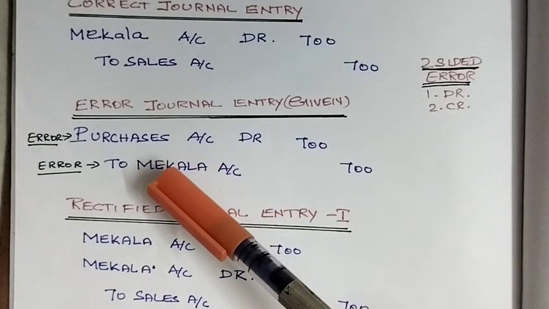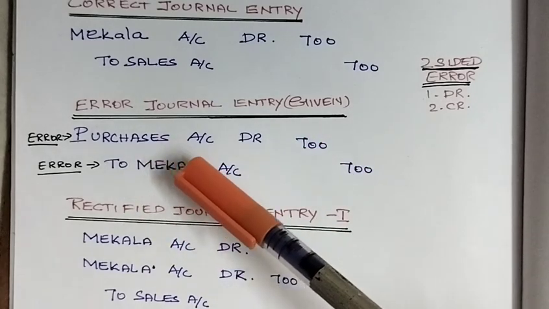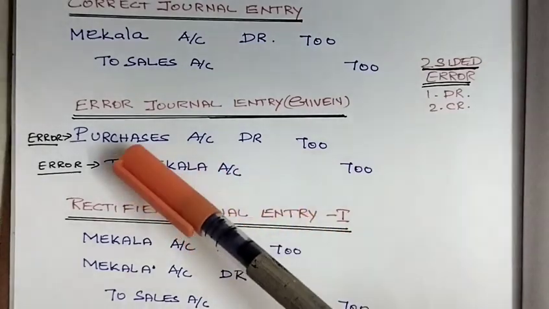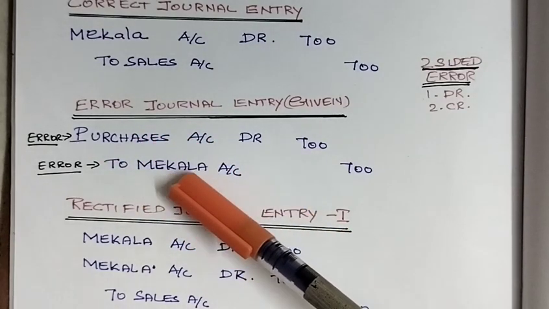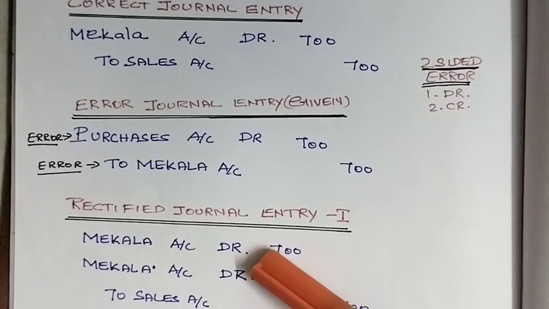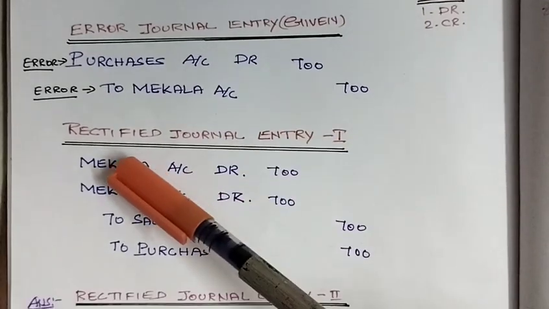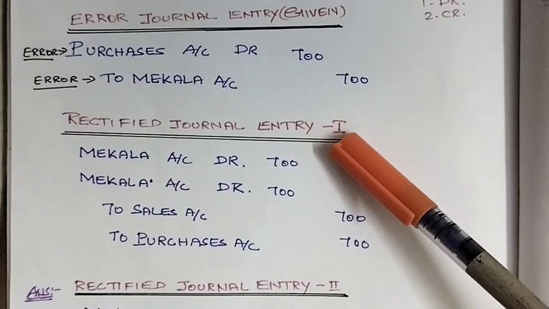Okay. So Purchases account debit 700 rupees to Meghala account 700 rupees. Where is the error? This is a two-sided error, a debit side error and a credit side error. Both sides have the error. We found the error, so how do we rectify it? Listen, rectified journal entry 1.